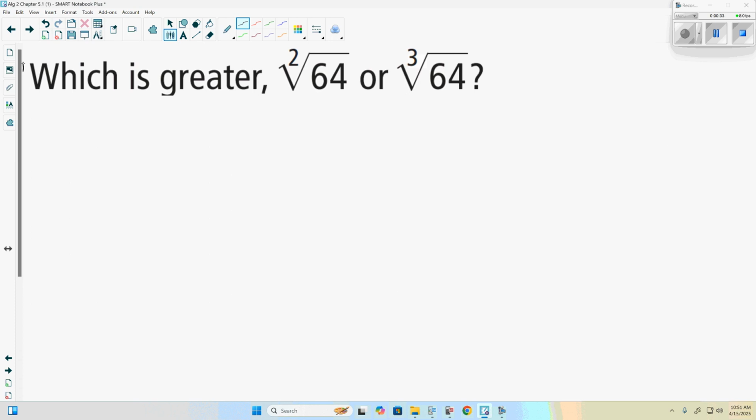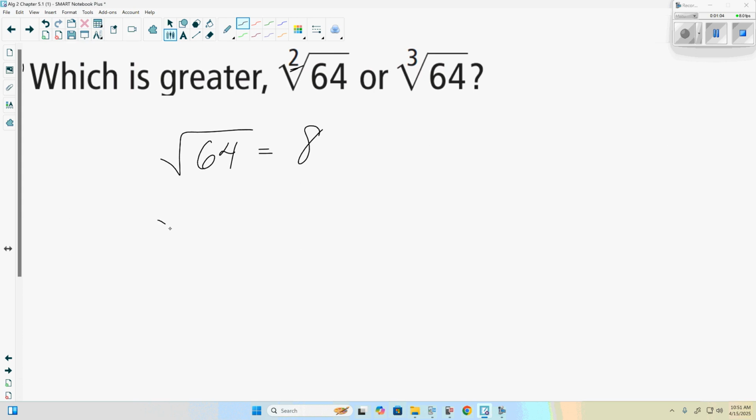Now the first question that we're going to look at is this: which is greater, the square root of 64 or the cubed root of 64? We normally write the square root like this. We don't write the index. The number inside that little radical sign is the index. It tells us how many times the number is being multiplied by itself. So the square root of 64 would be 8, because 8 times 8 is indeed 64.